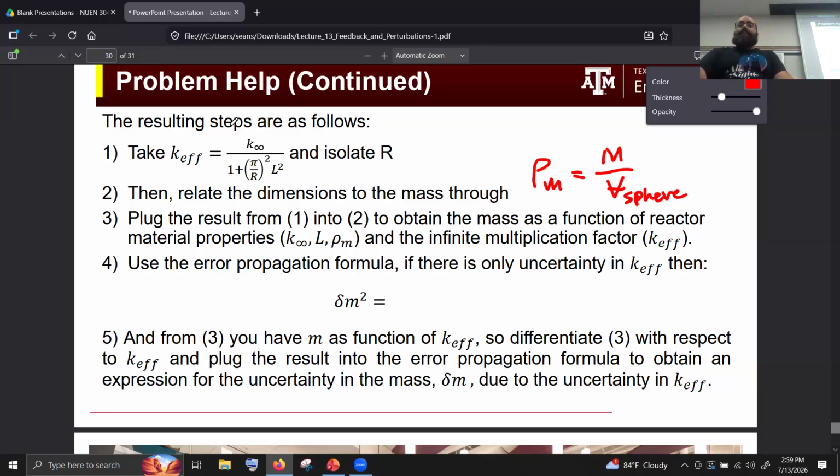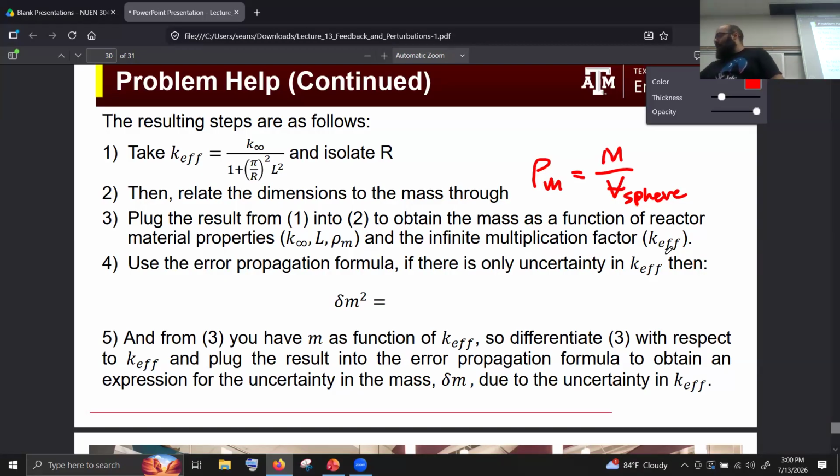So I could take this definition for R and convert it into a volume by doing 4/3 pi R cubed, and then I can get the mass by itself. I would get the mass of my reactor in terms of all of these reactor properties and the mass density of that material. And then I would use my error propagation formula.